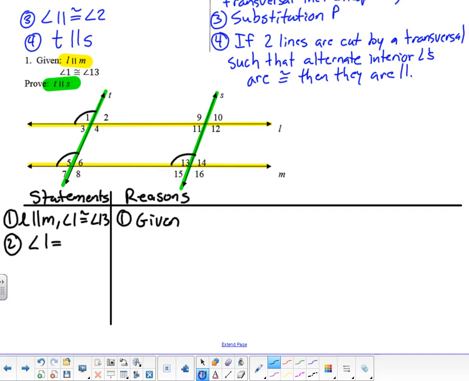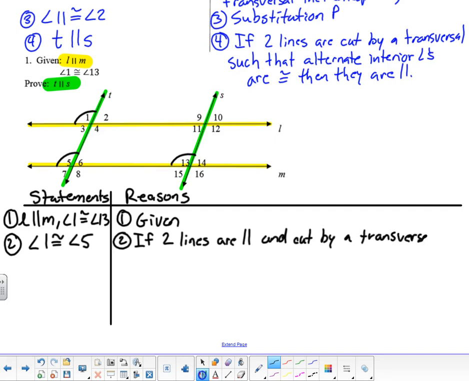we can say that angle 1 is congruent to angle 5. And so what pair are those? That's corresponding angles. So it says if two lines are parallel and cut by a transversal, then corresponding angles are congruent.